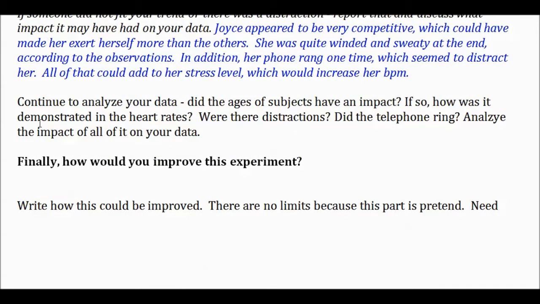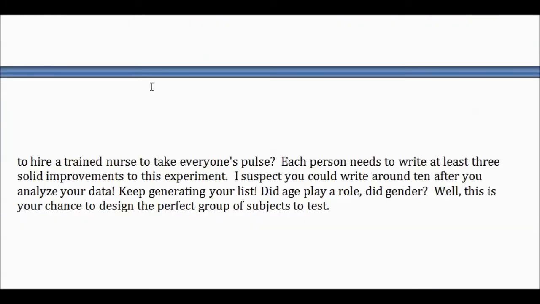Finally, how would you improve this experiment? This is a pretend world. You can do anything. You can hire a nurse to come and take everyone's pulse. You can hire a trainer to keep a beat so everybody does their jumping jacks to the same rate and exactly the same way. Whatever fits your experiment. You can bring in 10 subjects who are exactly the same age, fitness, gender, and competitive level, so you can make it up. But what things might have impacted your data that you could clean up in a pretend world? You know what I mean? So come up with 3 and write about that.